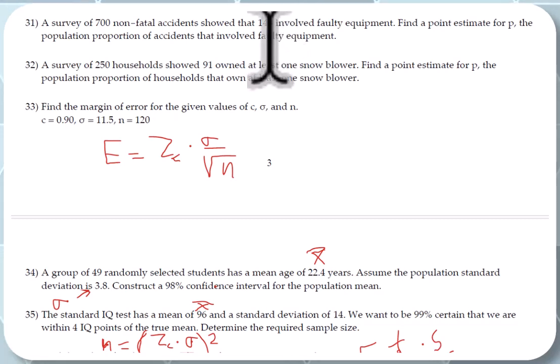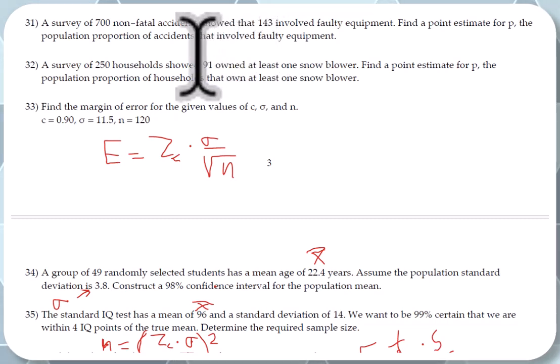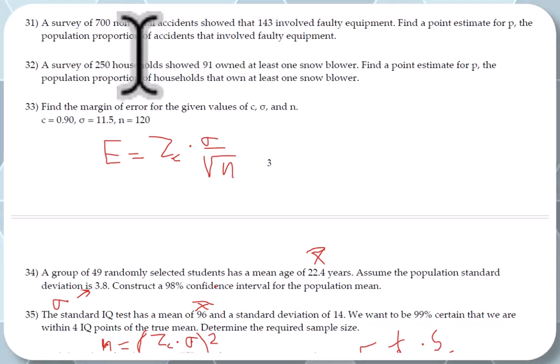Number 32. A survey of 250 households showed 91 owned at least one snowblower. Find a point estimate for P. Same question. He wants P hat, and P hat is X over N, so it will be 91 divided by 250. That will be 0.364.